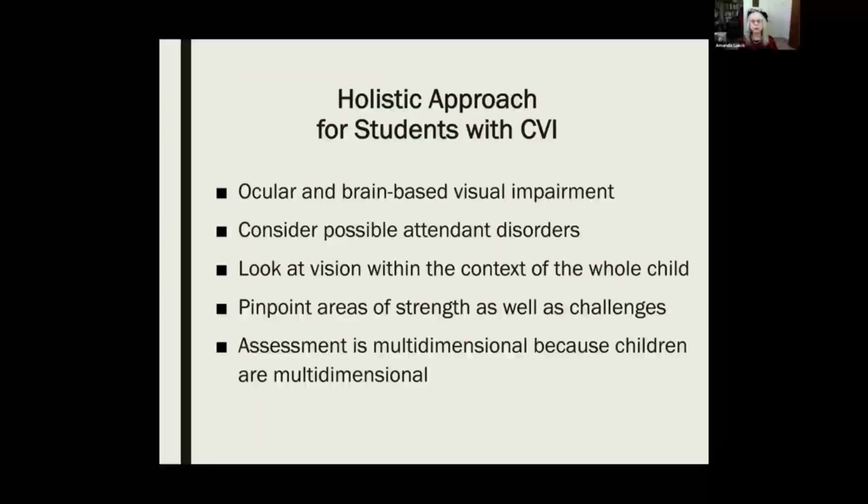So we're also calling for a holistic approach for students with CVI, looking for ocular and brain-based visual impairment. Consider possible attendant disorders. Look at vision within the context of the whole child. Pinpoint areas of strength as well as challenges, because you're going to work from these areas of strength. And also recognize that assessment is multidimensional, because children are multidimensional.